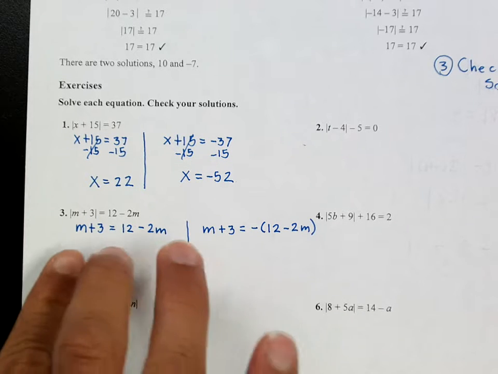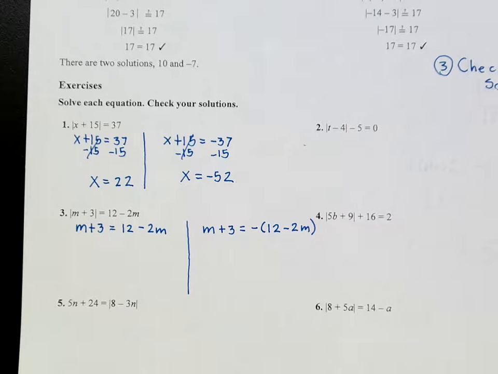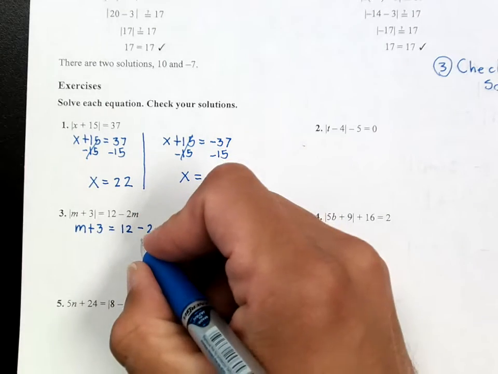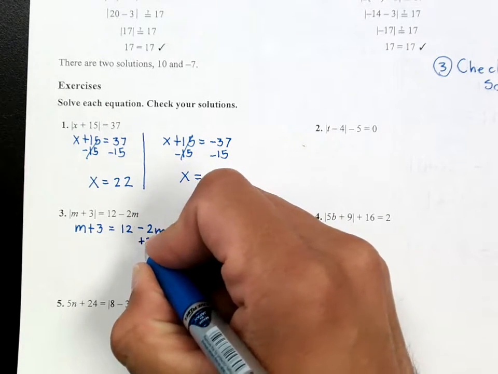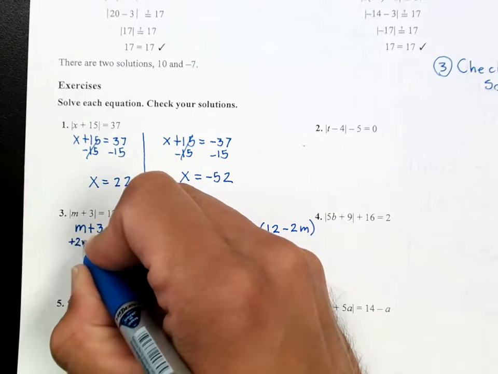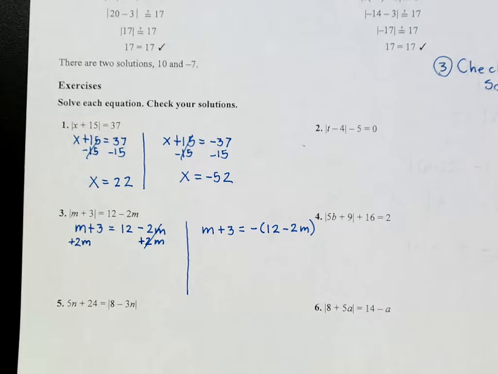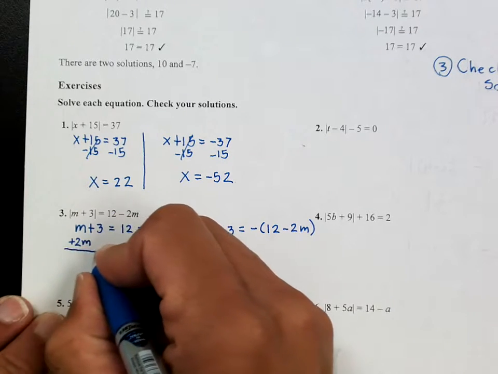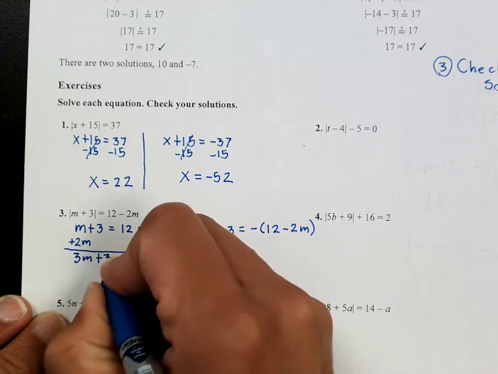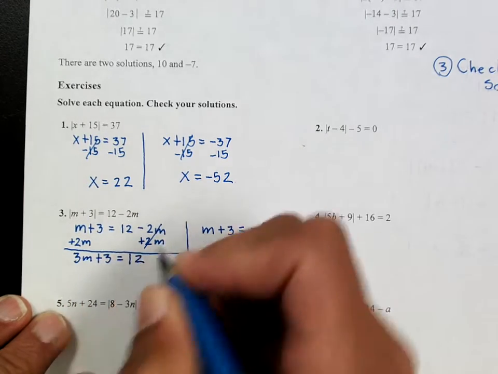So again, right here I have two linear equations. I'm going to start off by getting all the m's to one side. You don't have to do it in this order, but I'm going to add 2m to each side. Remember that you always start with adding or subtracting. So at this point, I have 3m plus 3 is equal to 12.